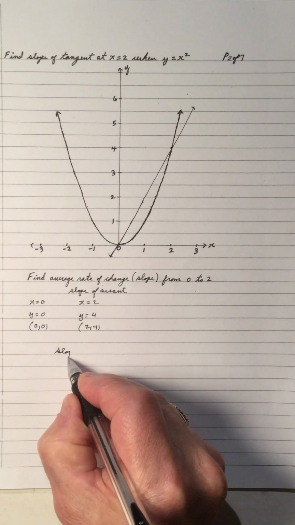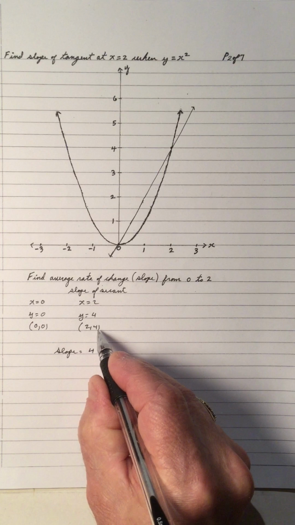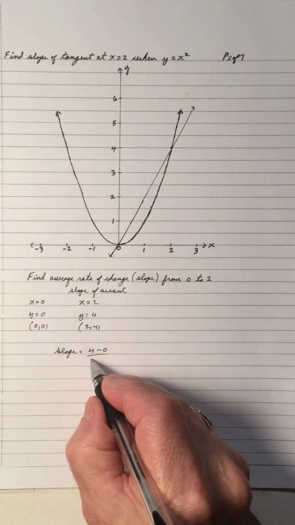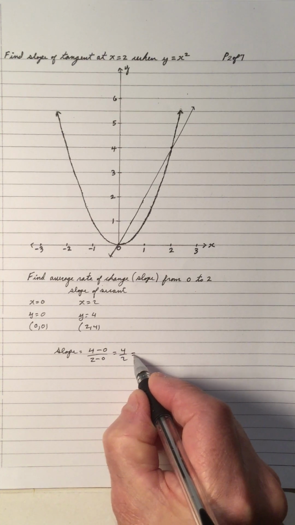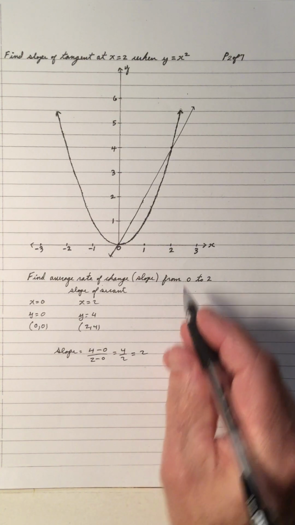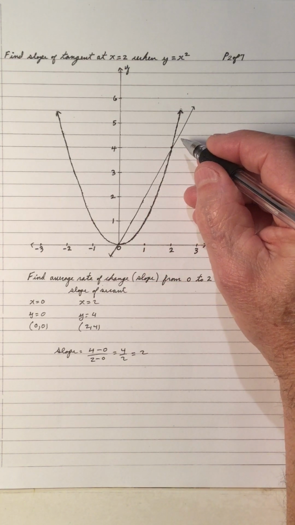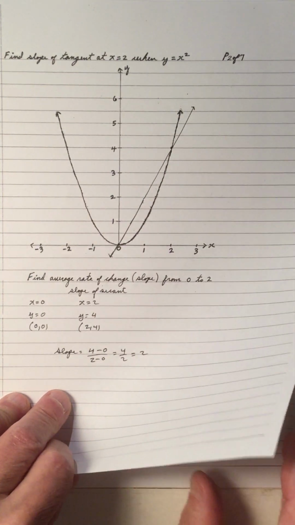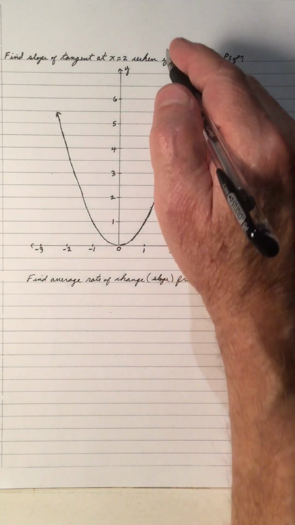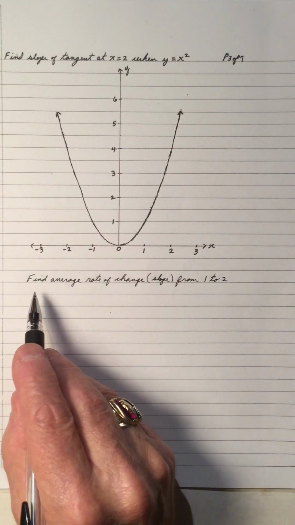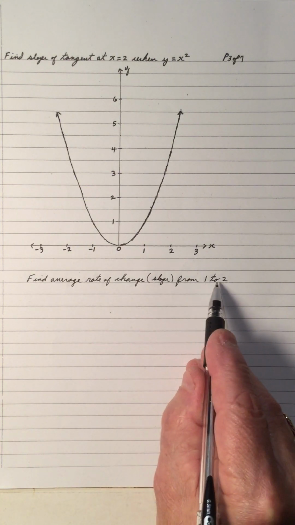So the slope of the secant is y2, which is 4, minus y1, which is 0, over 2 subtract 0. So that's 4 over 2, which is 2. So the slope of this secant is 2. Okay, now let's find the slope of the tangent at 2. But this time we're going to find the average rate of change from 1 to 2.